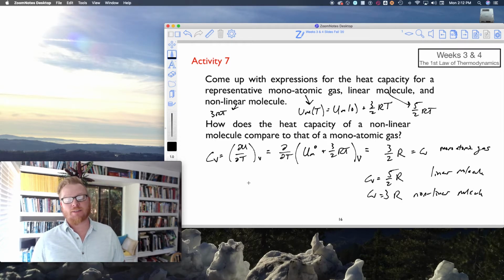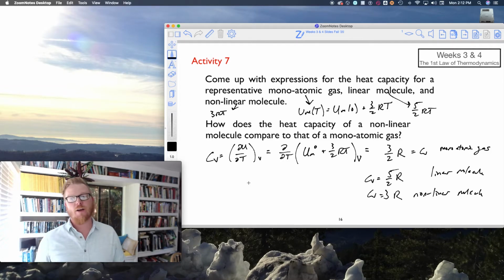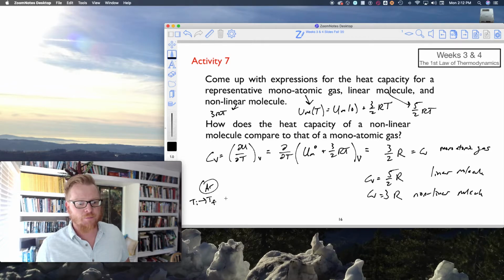That means to get the same rise in temperature, a nonlinear molecule has to be supplied twice the amount of energy as a monatomic gas. So for example, suppose I want to heat up argon by 1 degree Kelvin. And let's say I have 1 mole, okay?